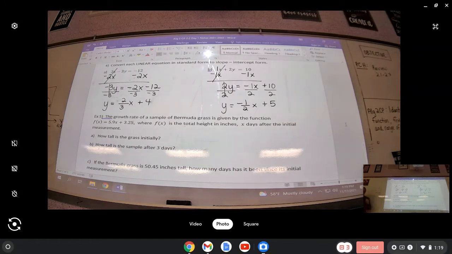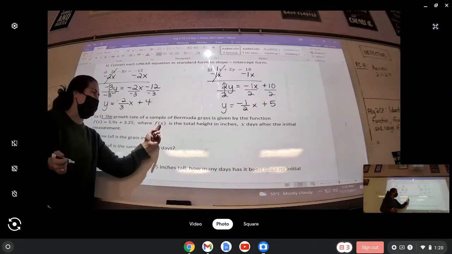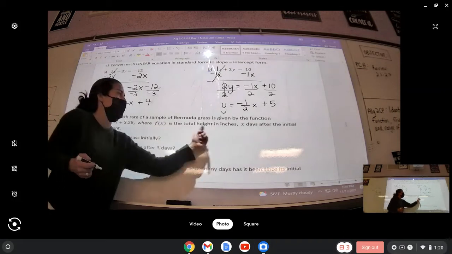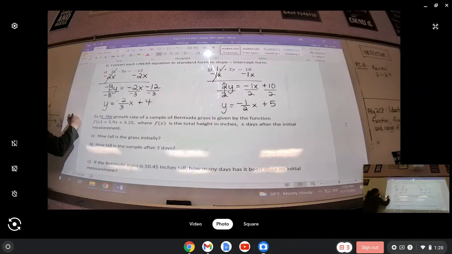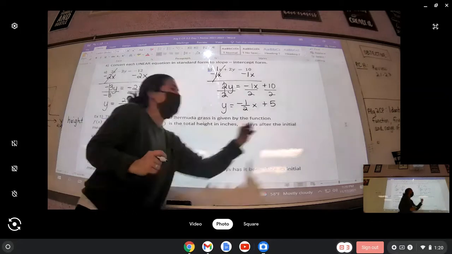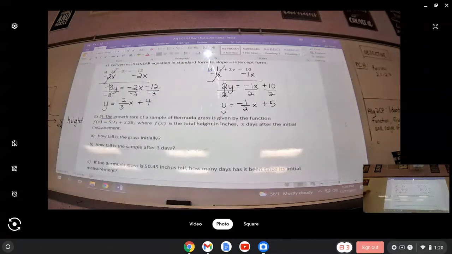But this is a situational word problem. So who is y representing and who is x representing? Well, guys, it says where f of x, which is y, is the who? Height. So that means height is who comes out of this function as y. So height is what the output represents, the height of the grass. Then it says x days after the initial measurement. So x is represented by who? Days. So days are who you plug into this function, and the height is who the function spits out.